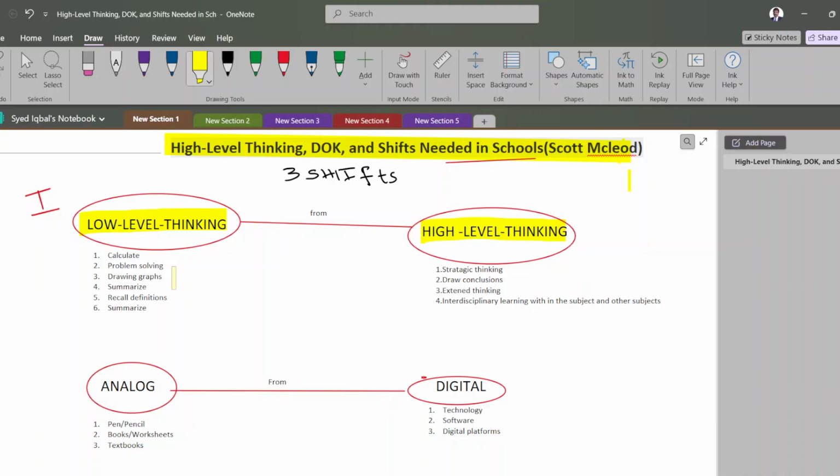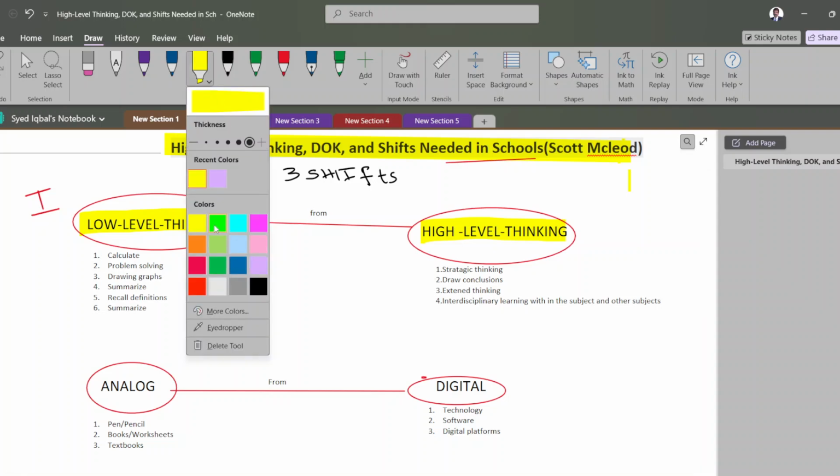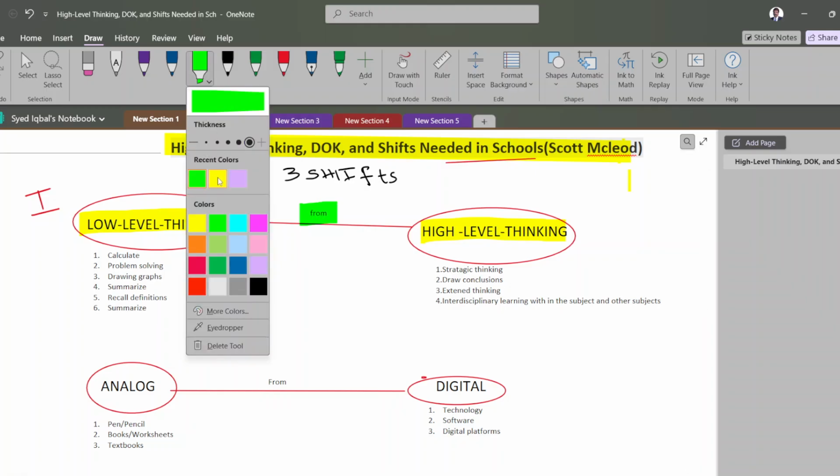That means solving the problem, what is given, what is required, all these things. Drawing graphs, summarizing it: what you have done, summarize, write in your own words. This all comes under low level thinking. As a teacher, we have to move from low level thinking to high level thinking.